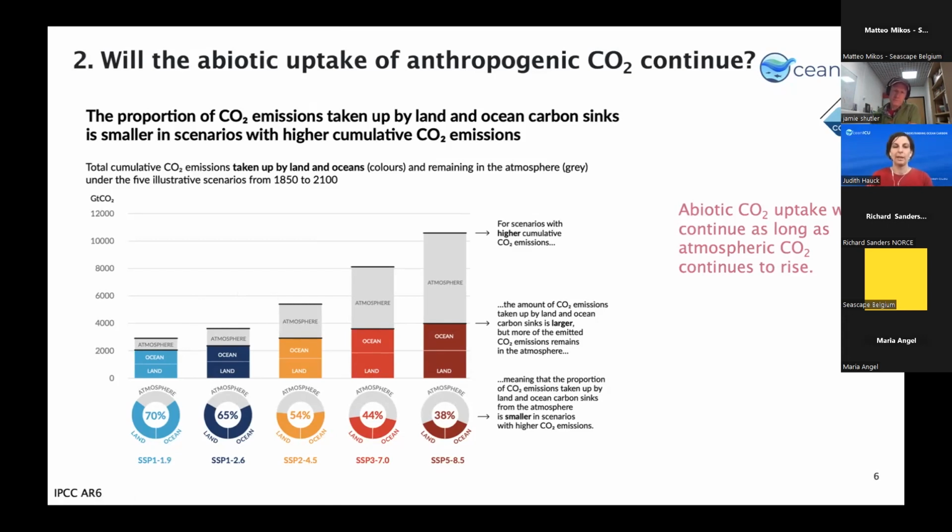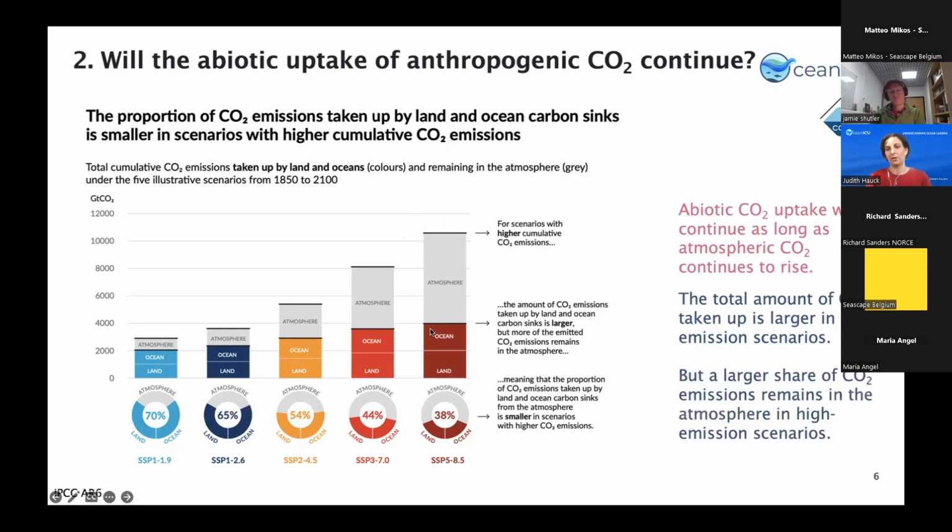So the amount of carbon going into the ocean, which is the colored part of the bar plot, does increase from low to high emission scenarios. So the total amount of CO2 taken up is larger in high emission scenarios. However, this gray part of the bar is also larger in high emission scenarios, meaning that a larger share of CO2 emissions remains in the atmosphere in high emission scenarios. And these are carbon-carbon and carbon-climate feedbacks that prevent the ocean and land sinks from taking up as much carbon as in the low emission scenarios in a relative sense.